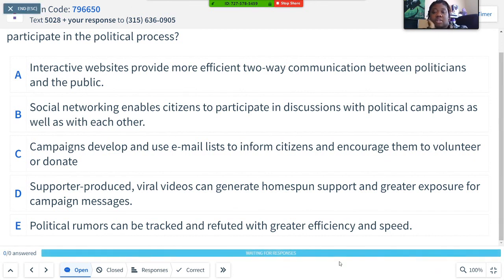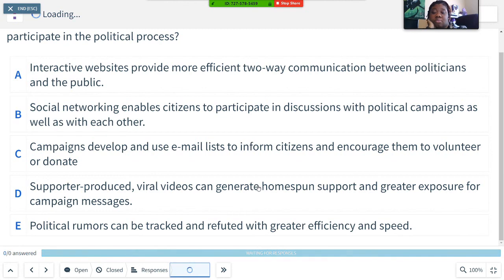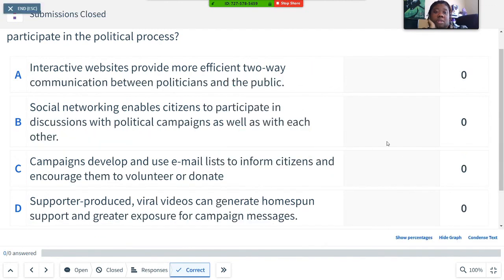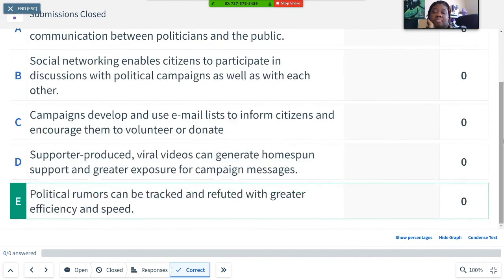The correct answer is E. Political rumors can be tracked and refuted with greater efficiency and speed. Nope. They cannot. No, they cannot. Trying to think of what is the rumor from 2016. Oh yeah, that Bill Clinton has a black son. That's still floating around out there.